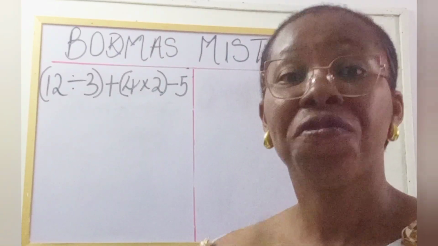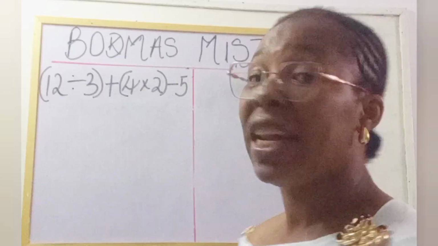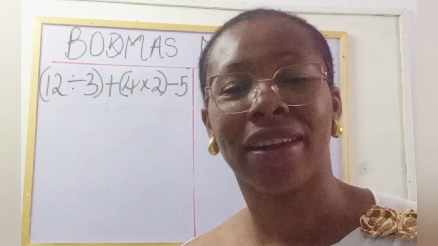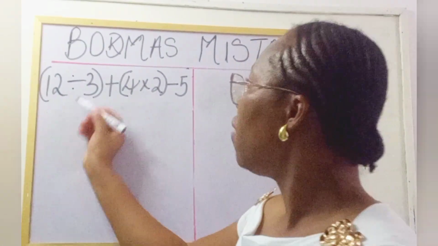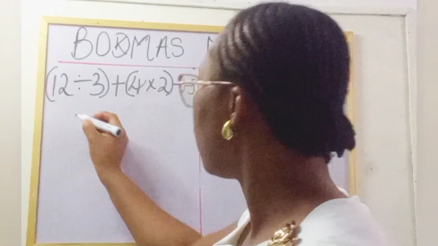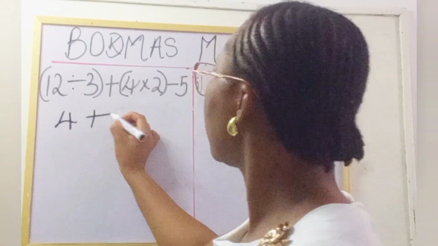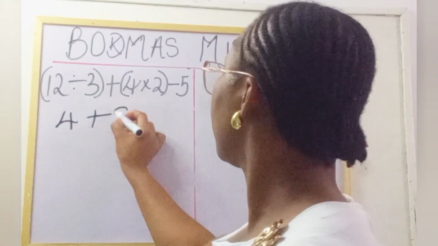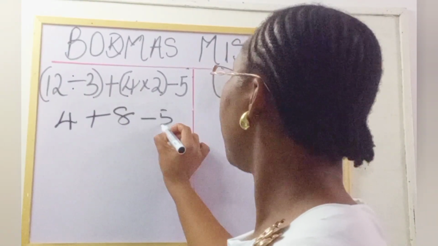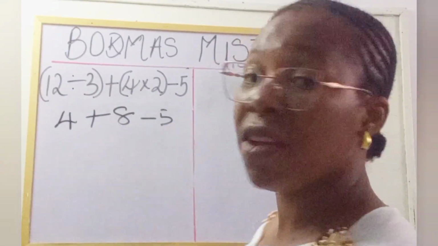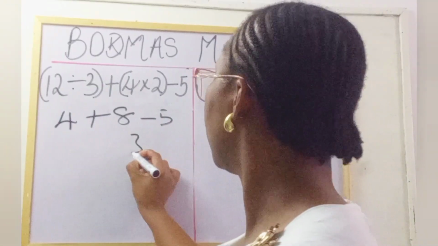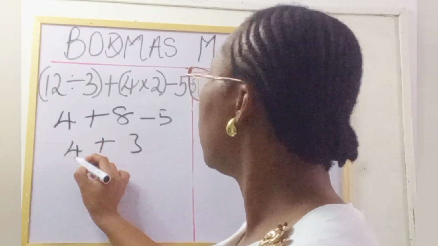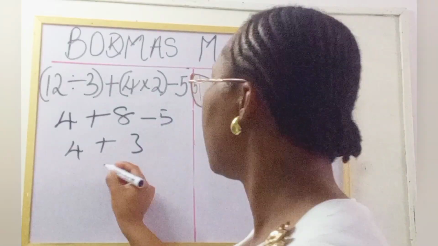This mistake. Before you solve another BODMAS problem, let me show you the error that sneaks in and will ruin your answer. 12 divided by 3 will give you what? 4. Plus 4 times 2 will give you what? 8. Minus 5. 8 minus 5 will give you 3. Plus 4. 4 plus 3 will give you 7.